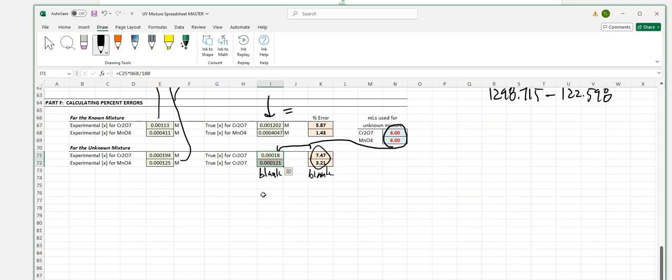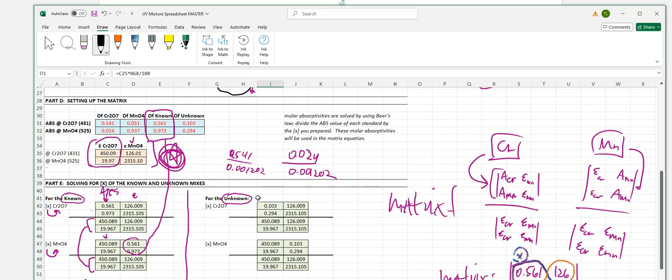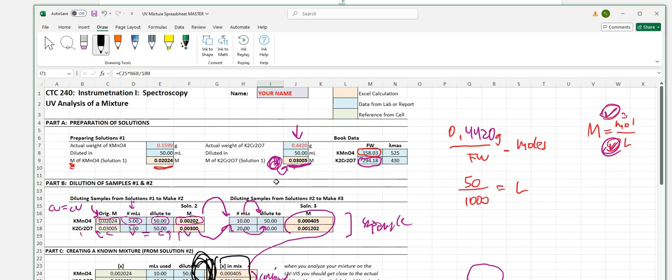So folks, that is the spreadsheet. Hopefully you'll get very small, minimal errors. Hopefully this clears up any questions that you have.